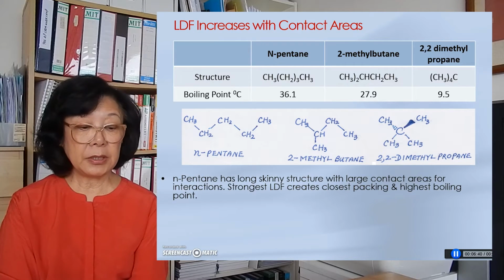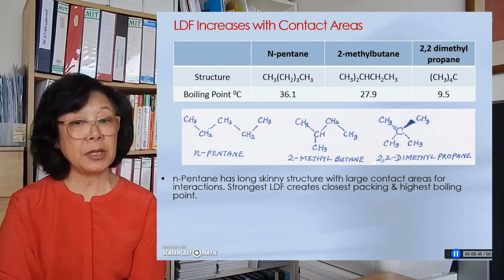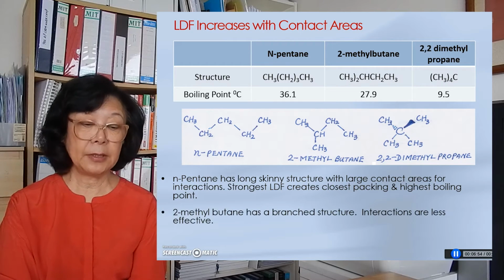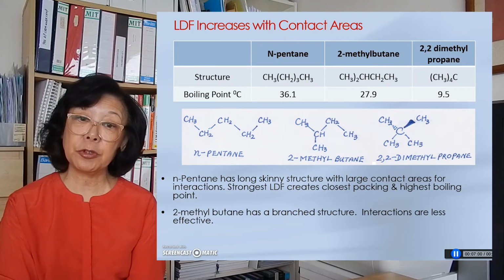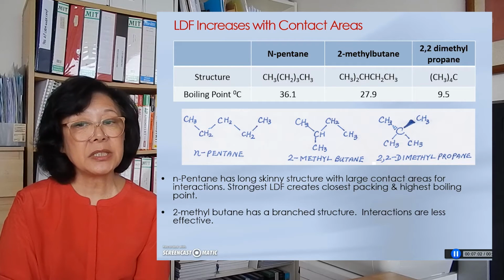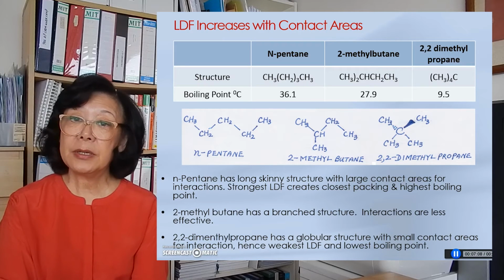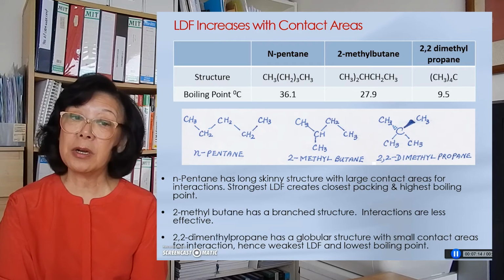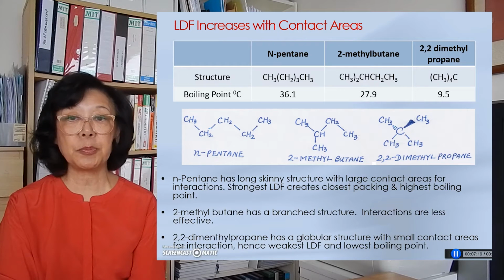As you know, normal pentane is a long and skinny structure with large contact areas for interactions. Therefore, it would exhibit the strongest LDF, creating the closest packing and the highest boiling point. Now in 2-methylbutane, you can see there's a methyl group as a branch sticking out from carbon number 2. Therefore, interactions are less effective, and therefore it would have the medium boiling point. Now, when we go to 2,2-dimethylpropane, it has a globular structure with small contact areas for interaction. Therefore, it would have the weakest LDF and the lowest boiling point.